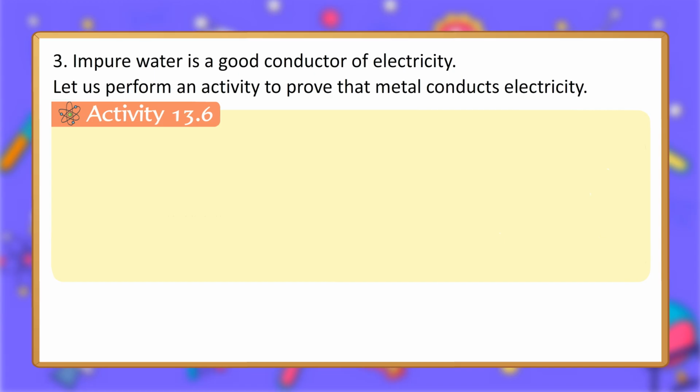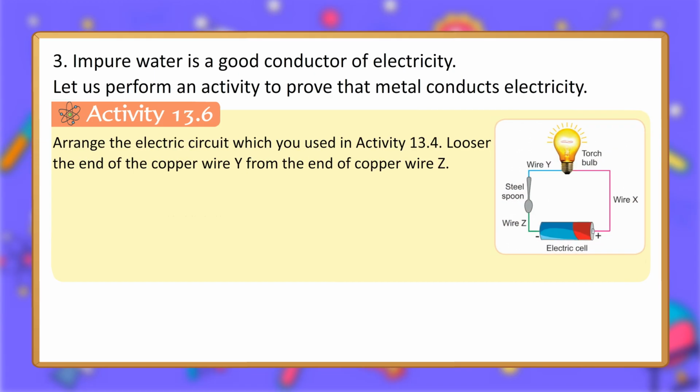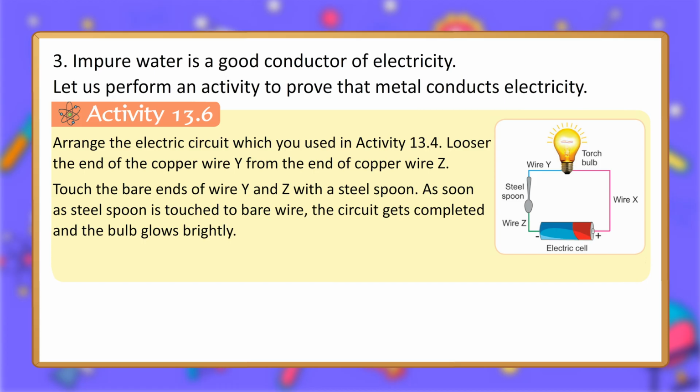Activity 13.6. Arrange the electric circuit which you used in activity 13.4. Loosen the end of the copper wire Y from the end of copper wire Z. Touch the bare ends of wire Y and Z with a steel spoon. As soon as the steel spoon is touched to the bare wires, the circuit gets completed and the bulb glows brightly. Thus, metal is a good conductor of electricity. Electric cell. Wire Y. Torch bulb. Wire X. Wire Z. Steel spoon.